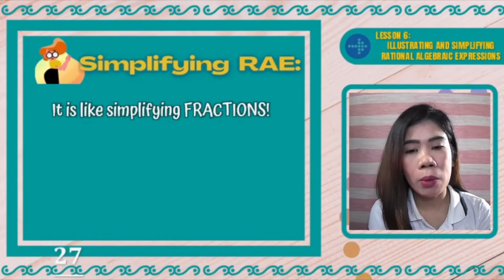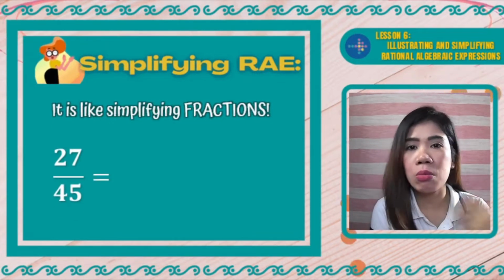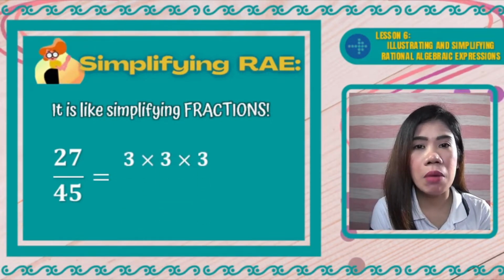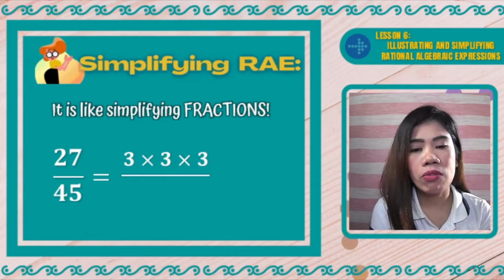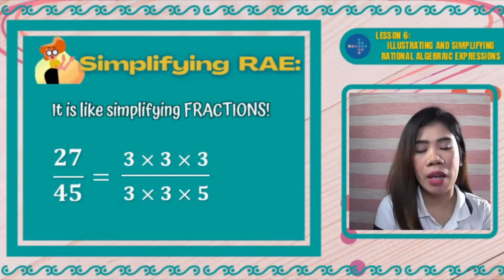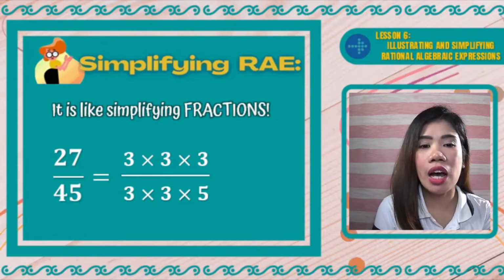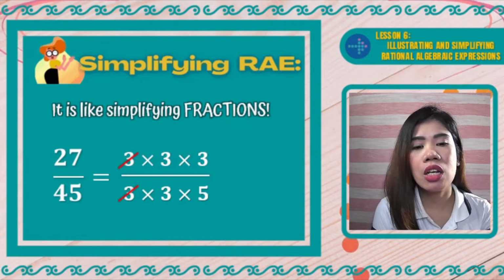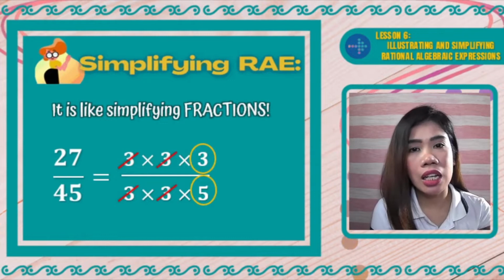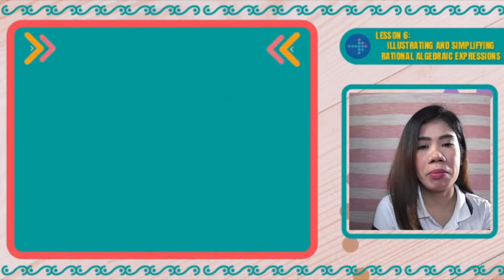So, for example, we have 27 over 45. So, step 1 is to factor the numerator and the denominator. Ang factors ng 27 ay 3 times 3 times 3. And factors ng 45 ay 3 times 3 times 5. So, step number 2 is to cancel or divide out common factors. So, we have 3 and another 3. So, yung remaining factors natin ay 3 and 5. So, the final answer or the simplest form is 3 over 5.